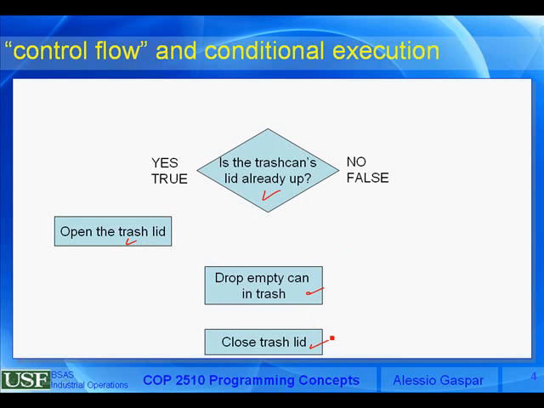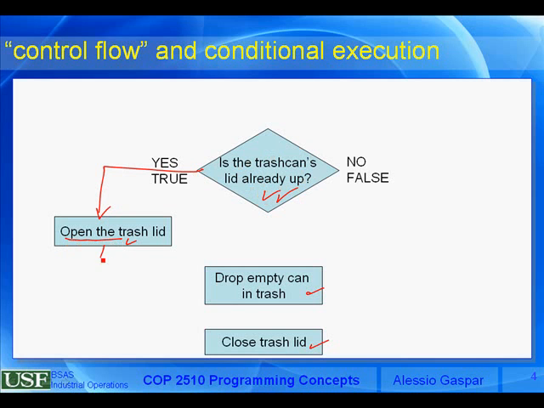Let's have a closer look at the changes we made to this program. We have this diamond-shaped flowchart component now here that is a conditional. Inside the diamond shape you have: is the trash can's lid already up? This is my condition, and every time I execute this block, I'm going to test this condition. So is the trash can lid already up? I look at the trash can, I figure out that yes, it is already up. So I'm going to execute this statement here, open the trash lid.